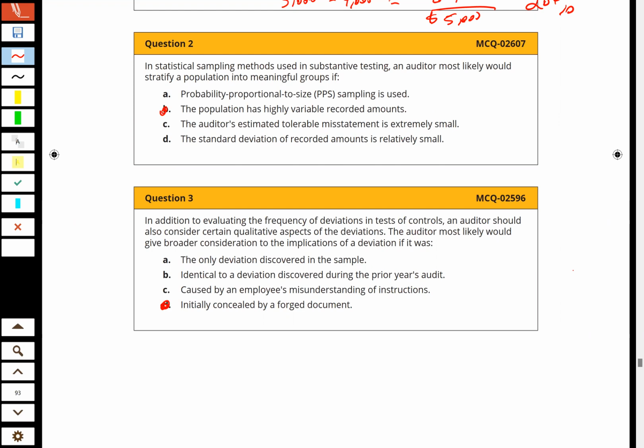That would have broader implications, although I agree that C might be of concern, because if they misunderstood the instructions, maybe that control does not quite have the operating effectiveness that I would like it to have, and that could have some broader implications. But D is clearly, if they're forging things, now they're hiding stuff from me, now they're making my job nearly impossible, right? The only deviation discovered in the sample, which I think one person picked, that would probably give me less concern as to the implications, because nobody's perfect. It's a one-time thing.